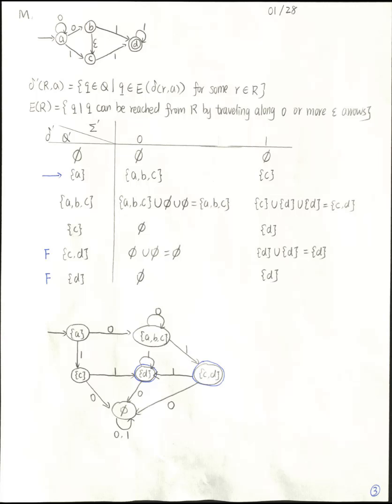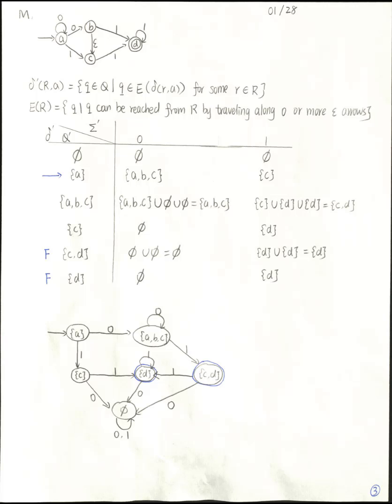Since there's no transition from B on 0, I can reach the empty set. Then I take the closure of the empty set. All right, so the result state will be AB union empty set union empty set. Then I take the closure of that. The closure of AB is going to be ABC, because these are the states that can be reached from AB by following 0 or more epsilon transitions.